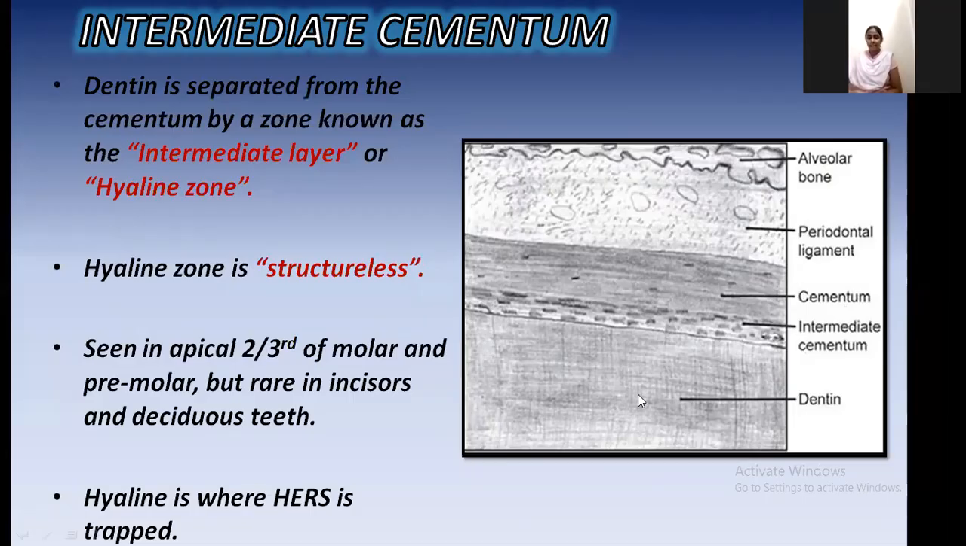It is seen in the apical two-third of molars and premolars, but it is rare in incisors and the deciduous teeth. Hyaline is where the Hertwig's epithelial root sheath is trapped. So in the intermediate cementum only, you can see Hertwig's epithelial root sheath being trapped.